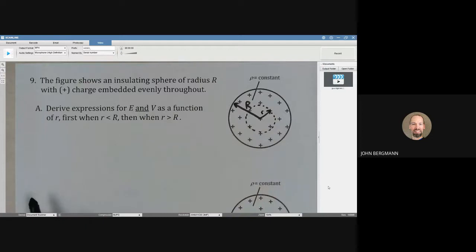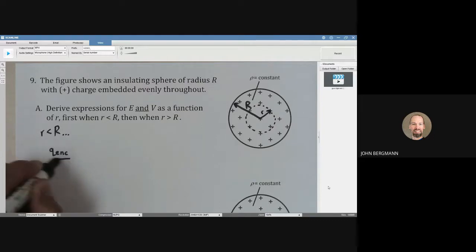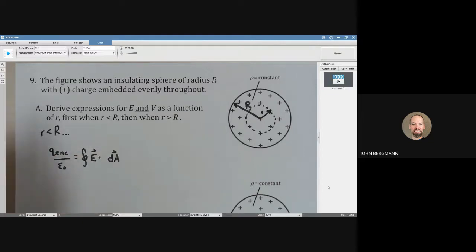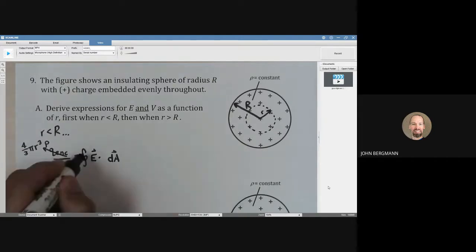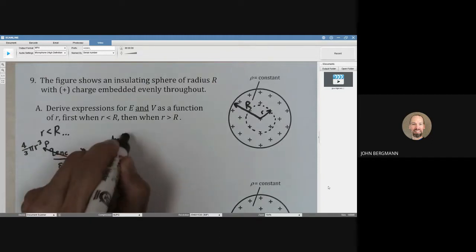Initially, what we need to do here is we need to say little r is smaller than big R, where r is less than big R. We're going to use Gauss's law to figure out the electric field. Q enclosed divided by epsilon naught is equal to the integral of E dA. This is a uniform sphere, so the charge that's enclosed is equal to the volume of that Gaussian sphere, 4/3 pi little r cubed, multiplied by the charge density, which is rho. The surface area of this Gaussian sphere is 4 pi little r squared.